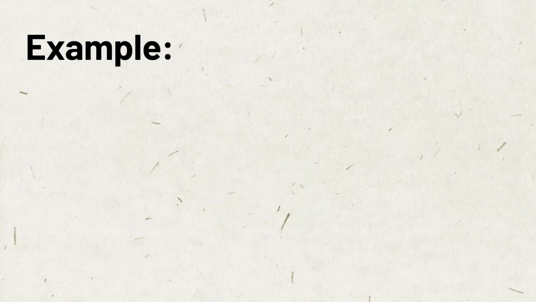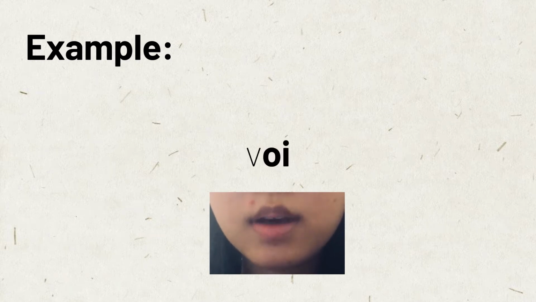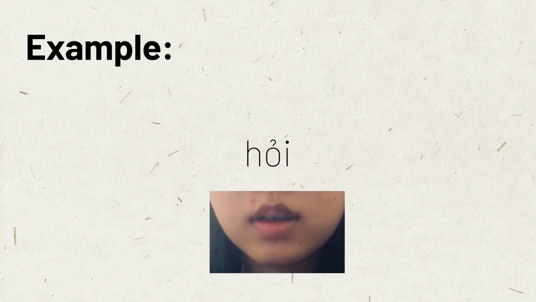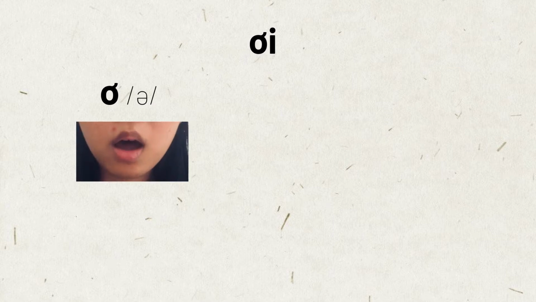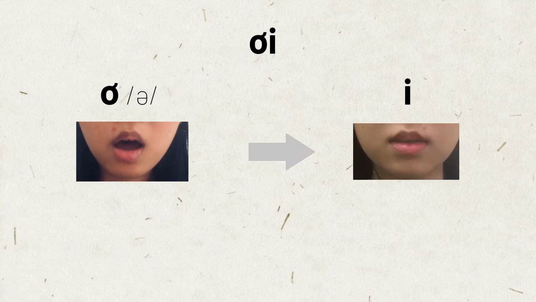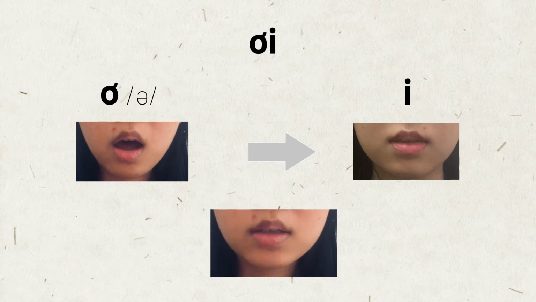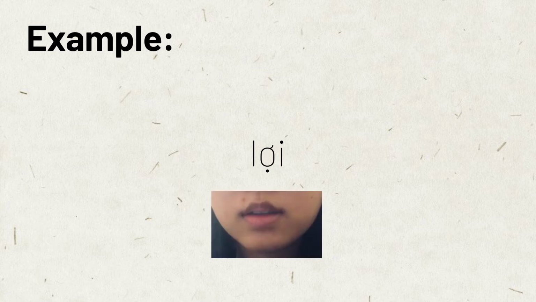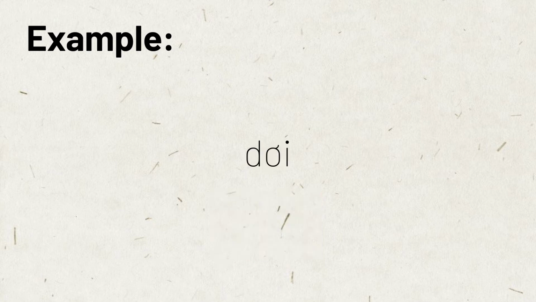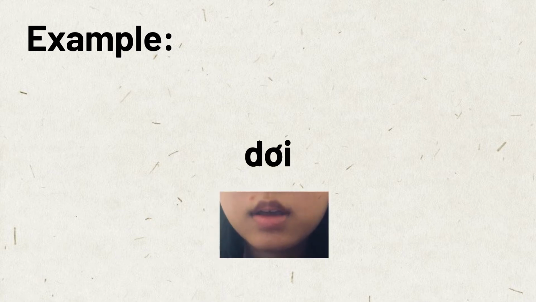Here are some examples. Oi, với, hỏi, hôi. To make ơi, you first say ơ and then move your mouth to the position of the vowel E. Here are some examples. Ơi, lời. Ơi, dơi.